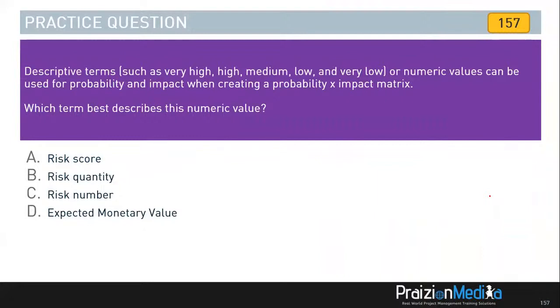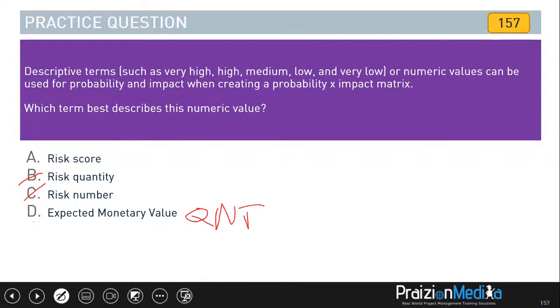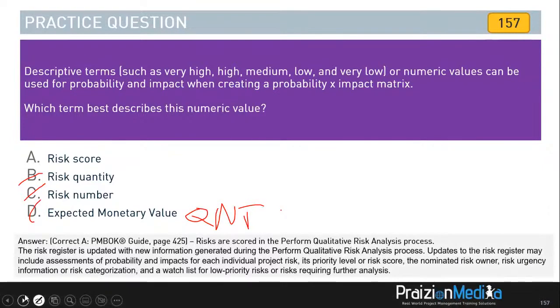All right, you hit the pause button if you need more time. The best answer here, my friends, when you're carrying out a probability and impact assessment, what would follow is not risk quantity. There's no such term in the guide. It's not a risk number. And EMV is more for quantitative, so it's not D either. The best answer is the risk score. And the risk score is calculated with probability times impact. So the best answer is A, risk score.